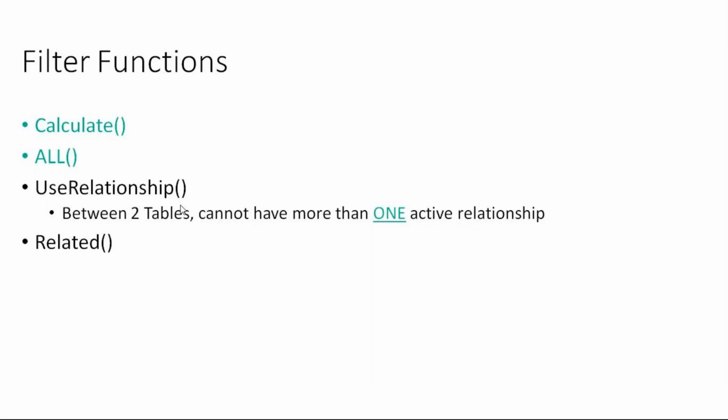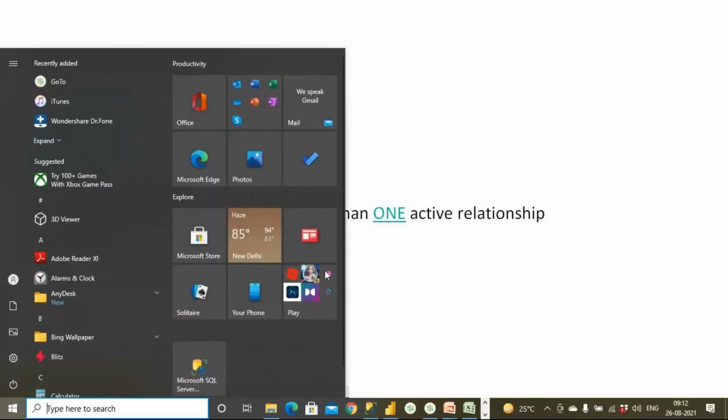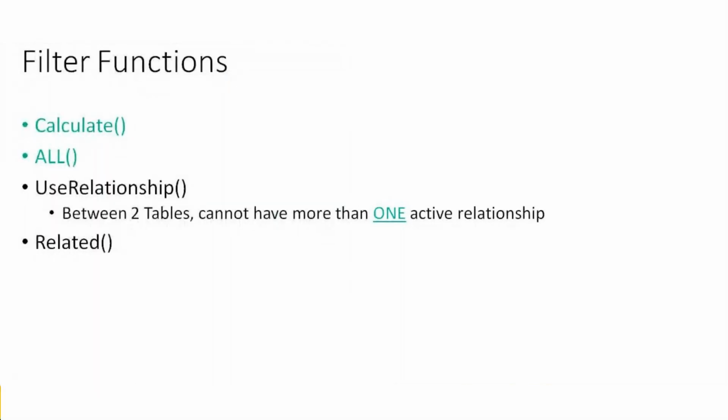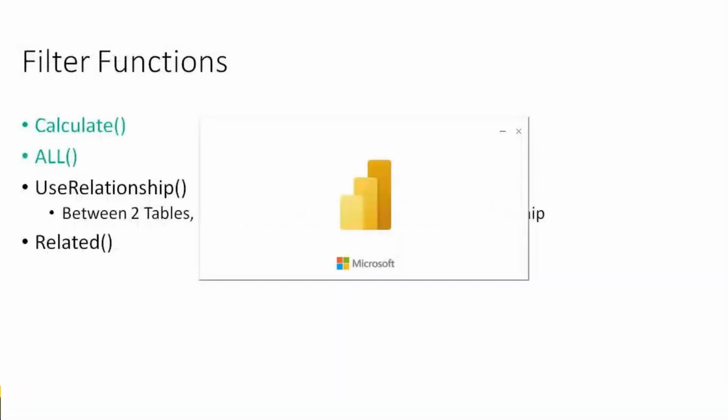So tell me about the USERELATIONSHIP function. Where exactly are we going to be using it? Let me quickly open Power BI Desktop and explain what the issues are. If we don't have the USERELATIONSHIP function, what is it that we will lose? Let us understand.